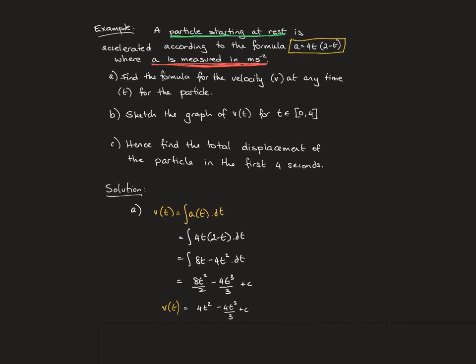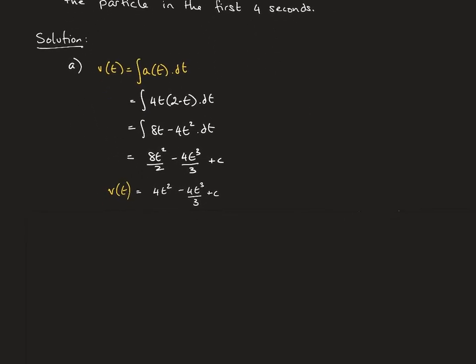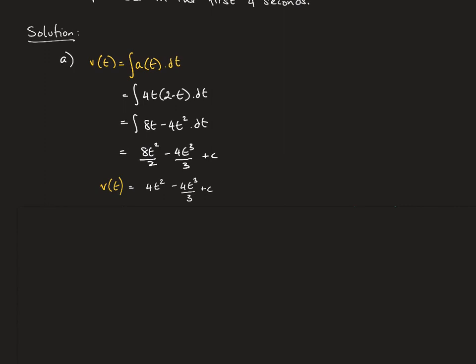So I've highlighted 3 bits of information up above. The particle started at rest, the formula for acceleration, and the units. So we're going to use the fact that the particle started at rest. To find the c, we're going to use any information in the question about the velocity. And in the question we're told the particle starts at rest.